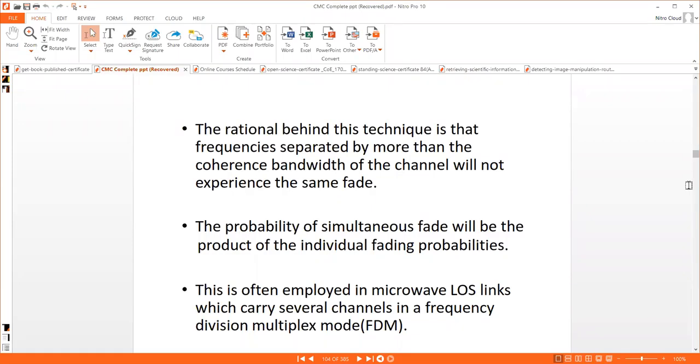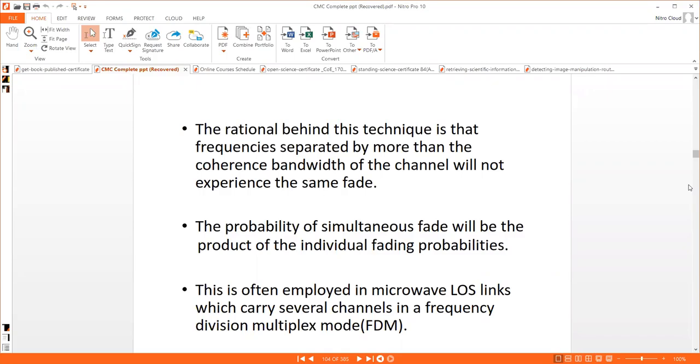Similarly, the next point is the probability of simultaneous fade will be the product of the individual fading probabilities. Means the probability of simultaneous fade, at the same time, if there is a chance of a simultaneous fade happening, it is the product of individual fading probabilities. Means it is going to calculate for all the fading probabilities. It is simply a product.